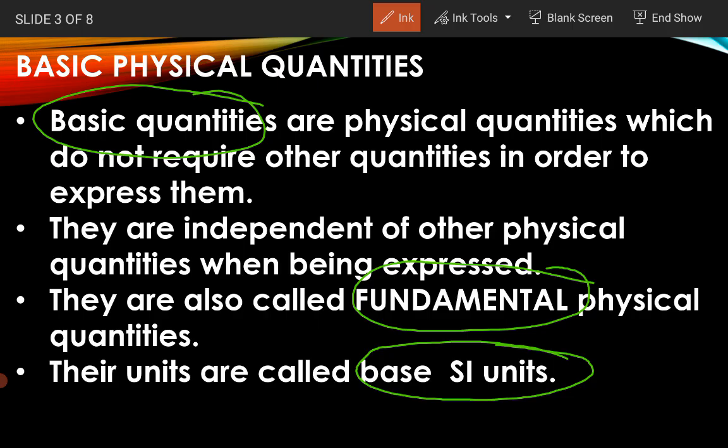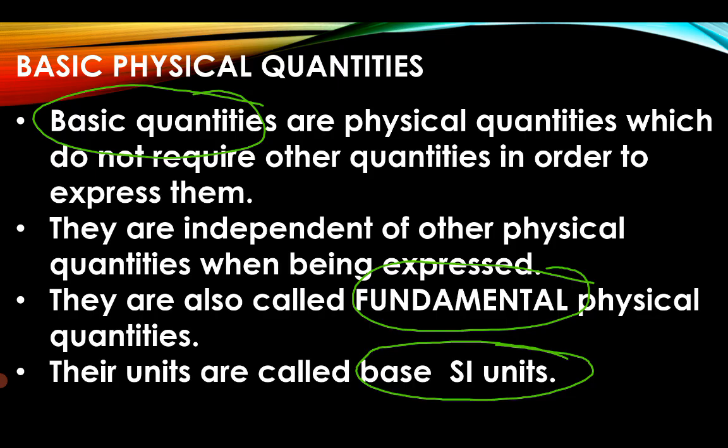We have some examples which we are going to look at. So we are saying basic quantities are those physical quantities which do not require other quantities in order to express them. They are independent of other physical quantities when being expressed. They are also called fundamental physical quantities. And you need to understand this very well: the units of basic quantities are called base SI units.